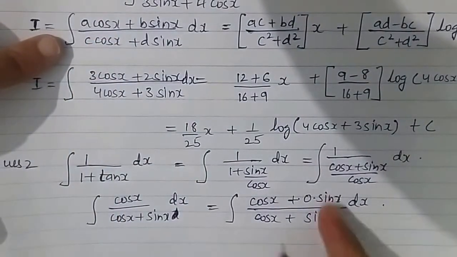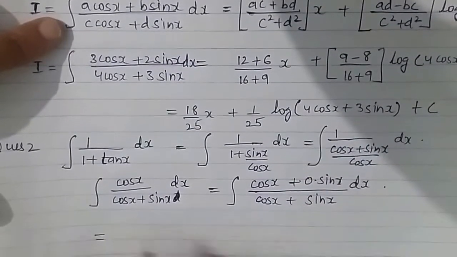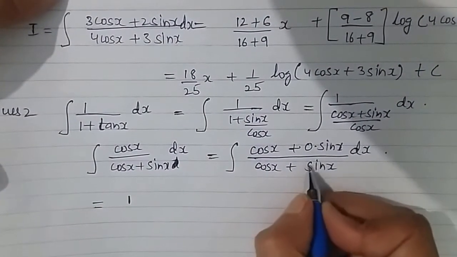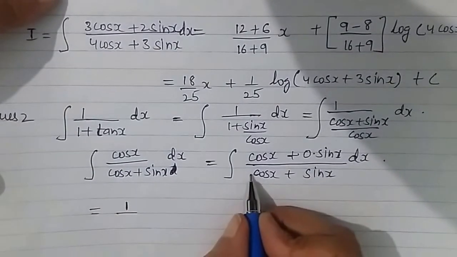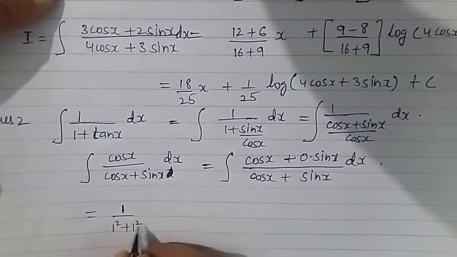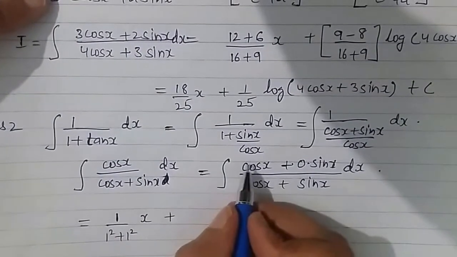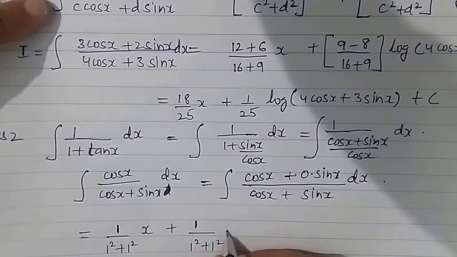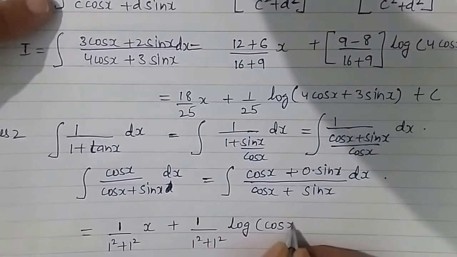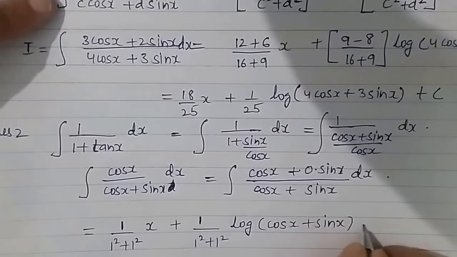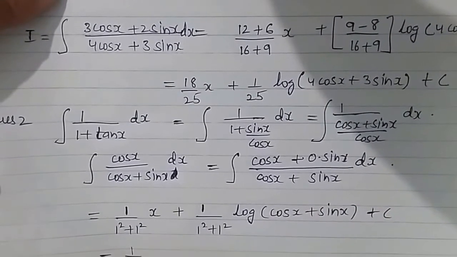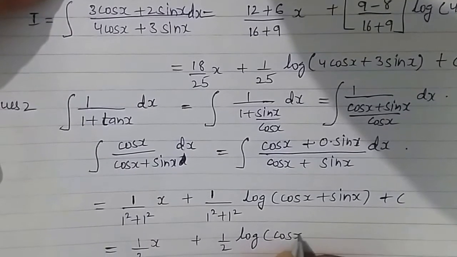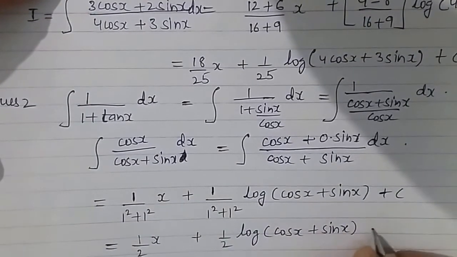Here I can easily use the trick. The answer of this integral is: ac, 1 into 1, plus bd, bd here is 0, so 1 only, divided by 1 square plus 1 square, times x, plus ad minus bc. ad is 1, bc is 0, so 1 upon 1 square plus 1 square, times log of denominator. The denominator here is cos x plus sin x, plus c. And the solution becomes 1 upon 2 x plus 1 upon 2 log of (cos x plus sin x) plus c.